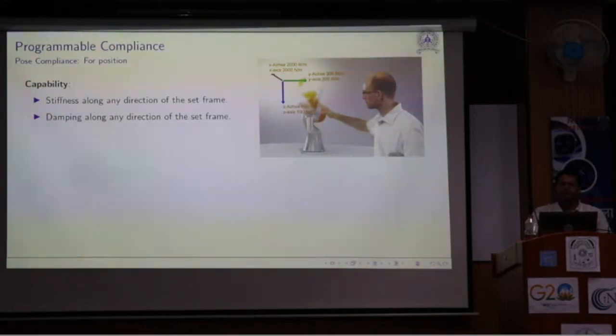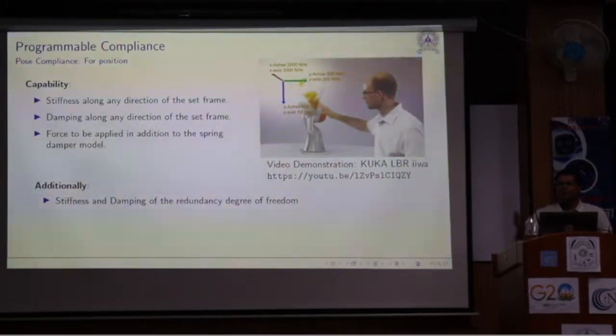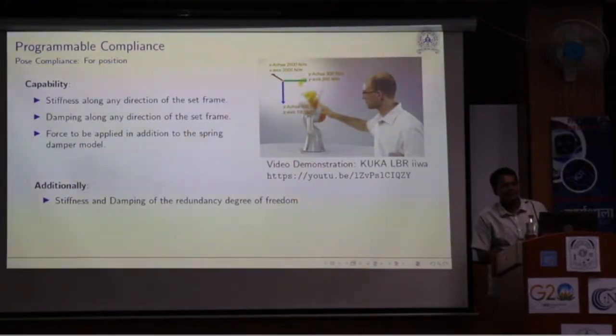What is damping? The higher the velocity, the higher the force which is generated to oppose it. That is the damping force. For stiffness, the higher the displacement from the mean position, the higher the force. Spring: the higher the displacement, the higher the force. Damping: the higher the velocity, the higher the force. A slight difference. So that is damping. You can even control the damping along each direction. Force can be applied in addition to the spring damper model. The force which is generated is based on the spring damper model along each Cartesian direction.